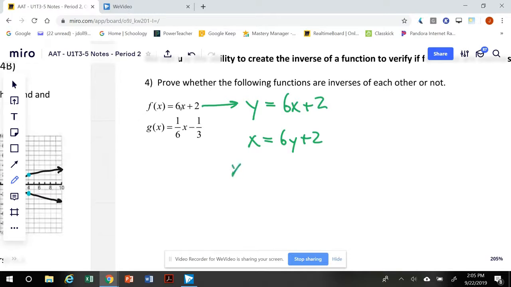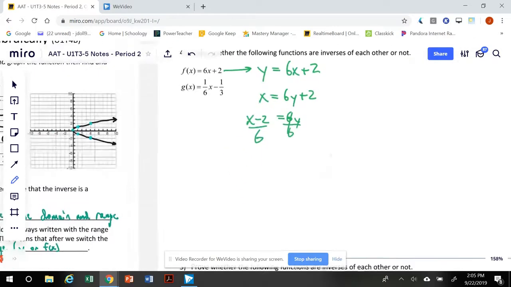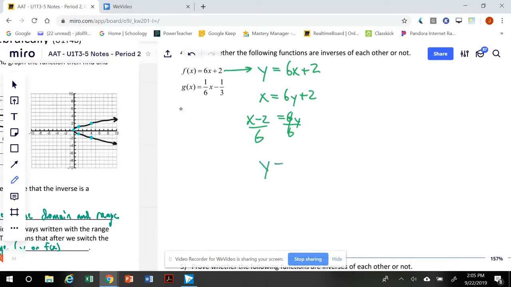But I'm going to subtract 2 from both sides here, and then I'm going to divide by 6. Now you might be saying to yourself, well, that does not look like g of x at all. And we know we're going to change this to f inverse of x here. And there we go. So now we've done exactly what we did on the previous page. We found the inverse of f of x. You might be saying, well, that doesn't look anything like g of x.